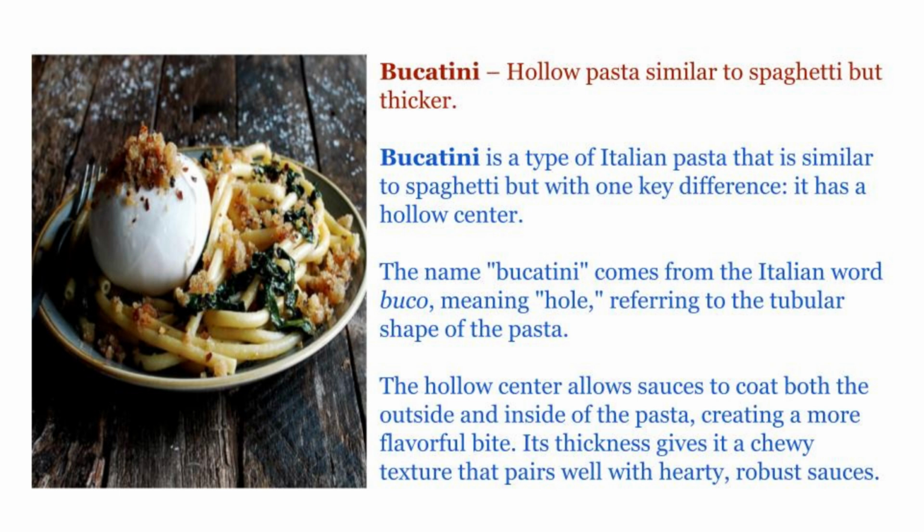Bucatini: hollow pasta similar to spaghetti, but thicker. Bucatini is a type of Italian pasta that is similar to spaghetti, but with one key difference: it has a hollow center. The name bucatini comes from the Italian word buco, meaning hole, referring to the tubular shape of the pasta. The hollow center allows sauces to coat both the outside and inside of the pasta, creating a more flavorful bite. Its thickness gives it a chewy texture that pairs well with hearty, robust sauces.